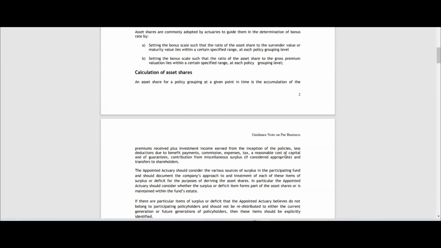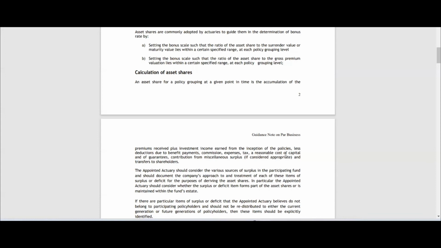The shareholder obviously gets a certain portion of the return. In the Indian scenario, in the UK scenario, 10% of the surplus belongs to the shareholder, and 90% belongs to the policyholder, right? So this 10% that belongs to the shareholder needs to be given to the shareholder. That is also deducted.